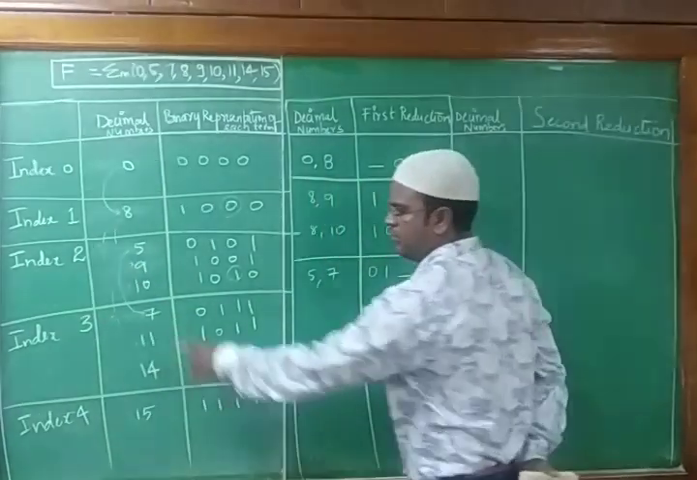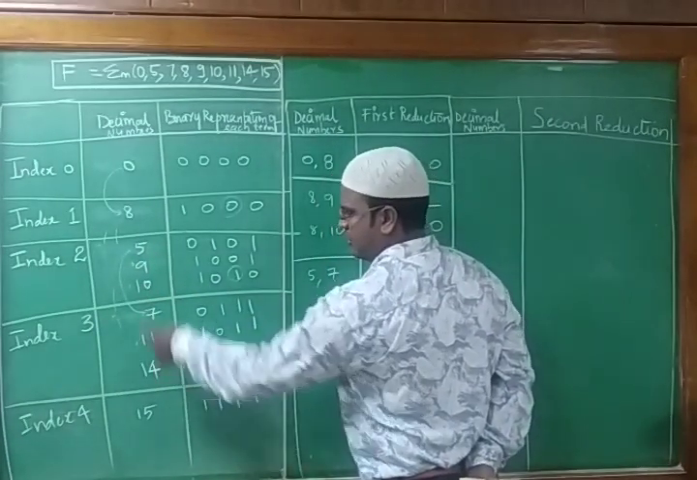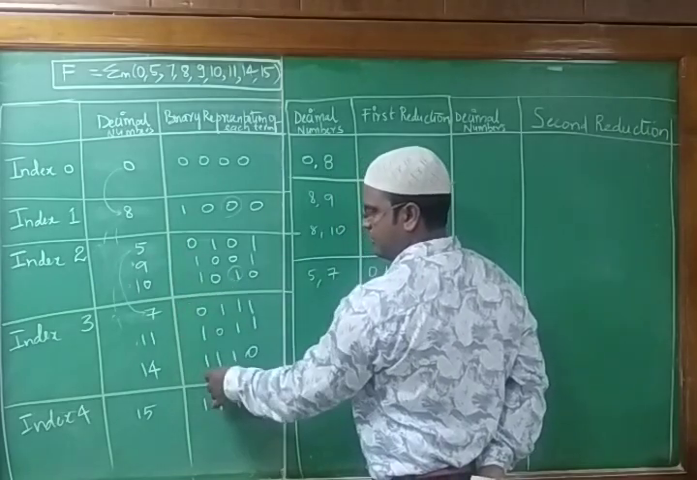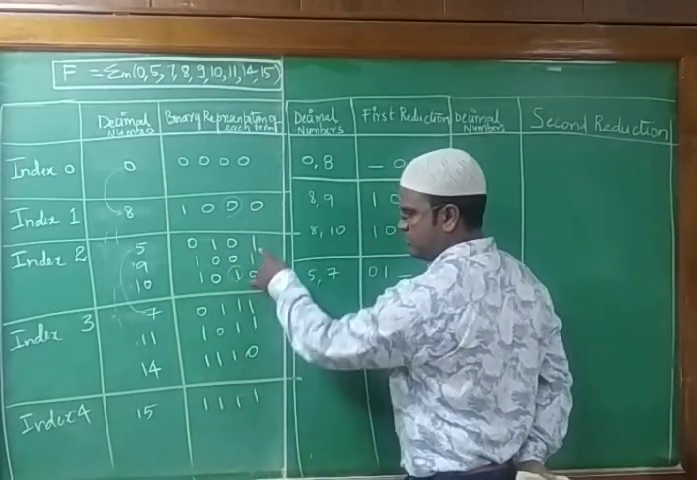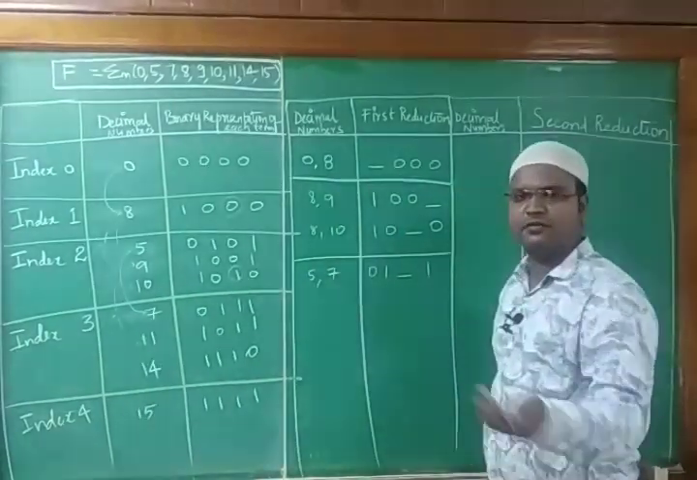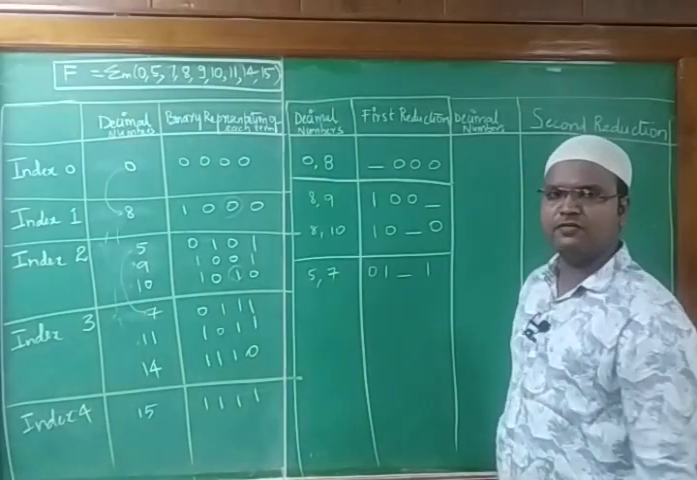Next we'll go for 5 with 11, not possible. 5 with 14 you check. So 0, here is 1, 1, 0, 1. So that is also not possible. So 5 with the remaining index value, index 3, is not possible.